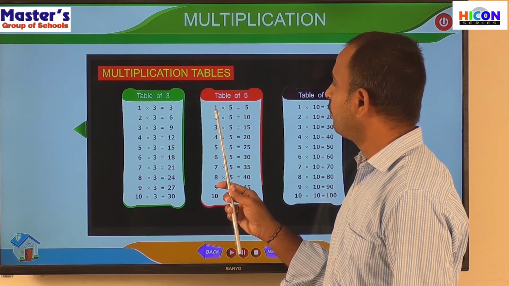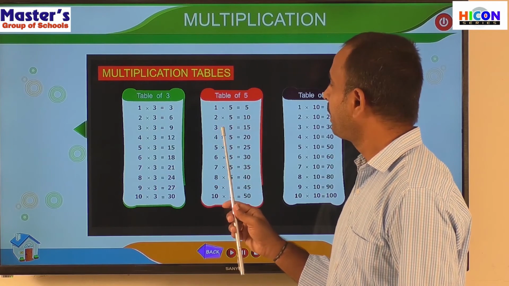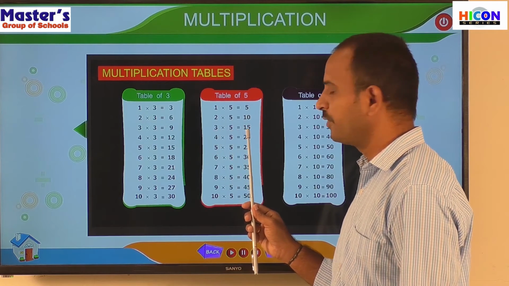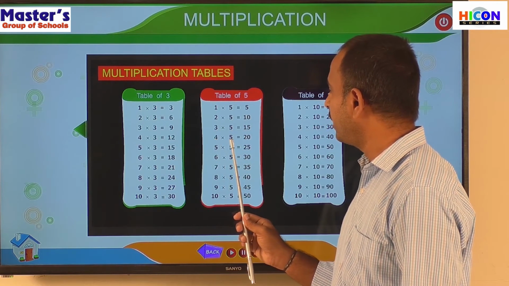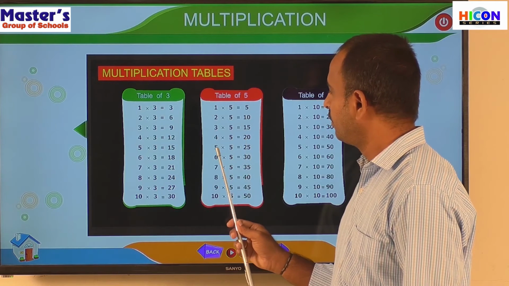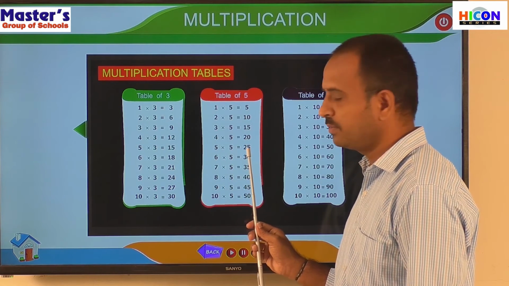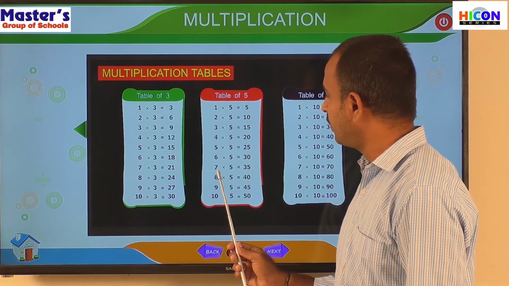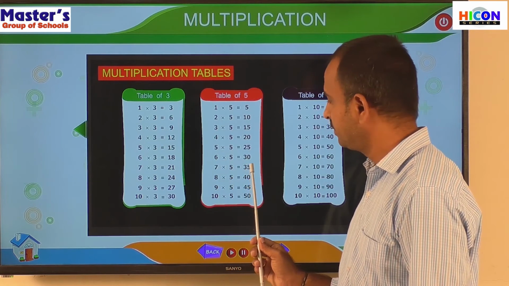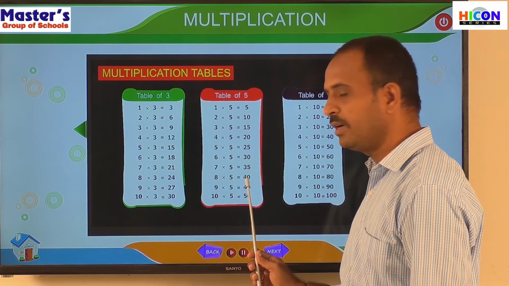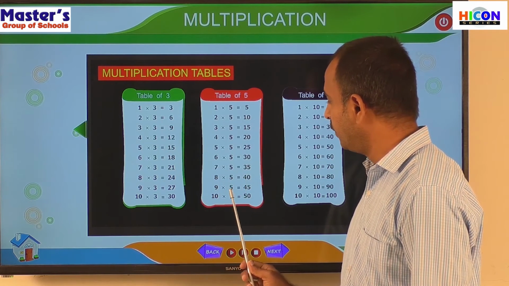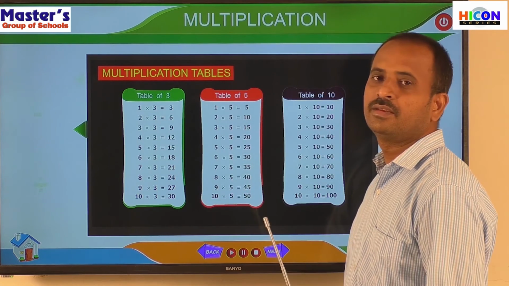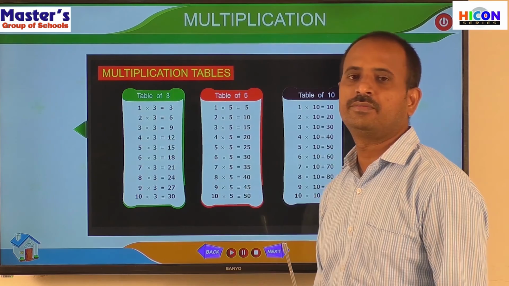The first one is 1 five is 5, 2 fives are 10, 3 fives are 15, 4 fives are 20, 5 fives are 25, 6 fives are 30, 7 fives are 35, 8 fives are 40, 9 fives are 45, 10 fives are 50. So children, this is the table of 5.